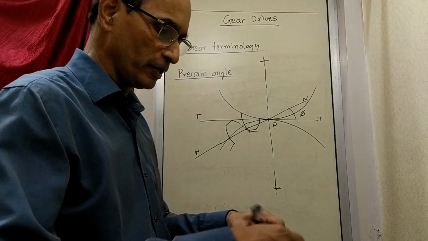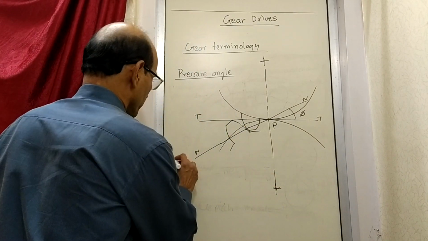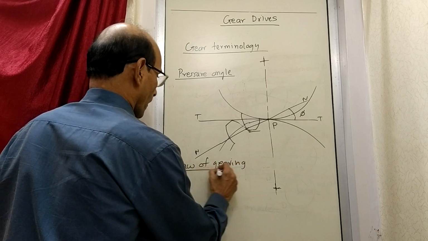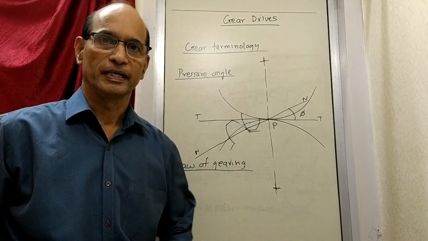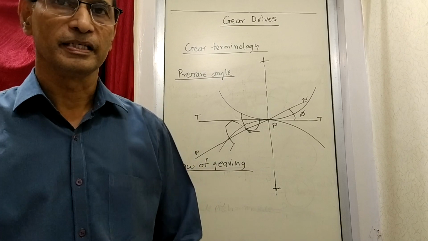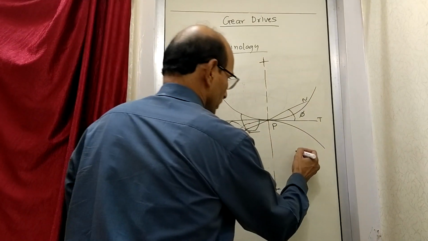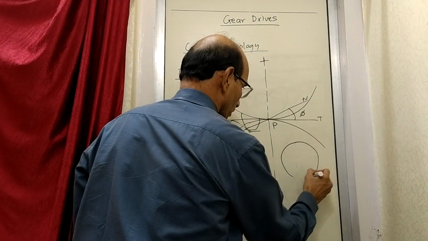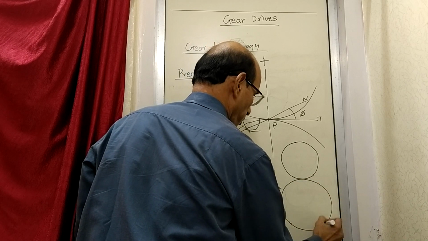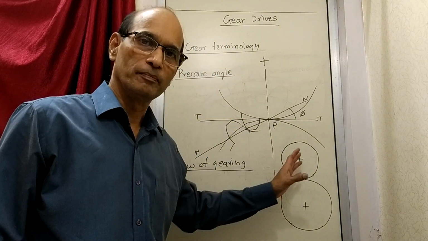Now the next important definition is, let this be there, law of gearing. Law of gearing. What is a law of gearing? Now first of all, before understanding law of gearing, let us see how this whole thing functions. Before we go to the gear, let me again, like last time, let me draw here two circles. Now these two circles are going to represent gears.